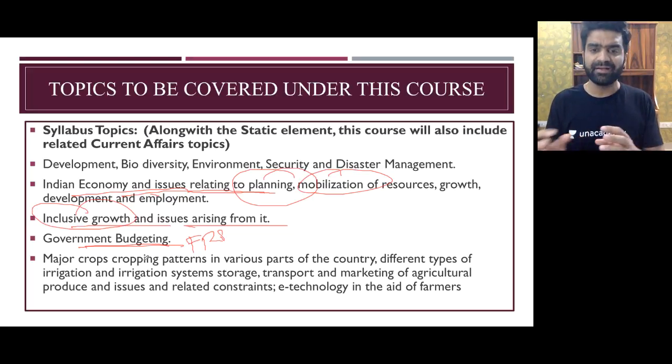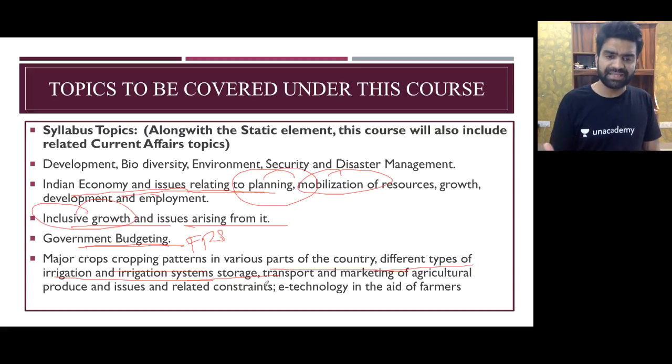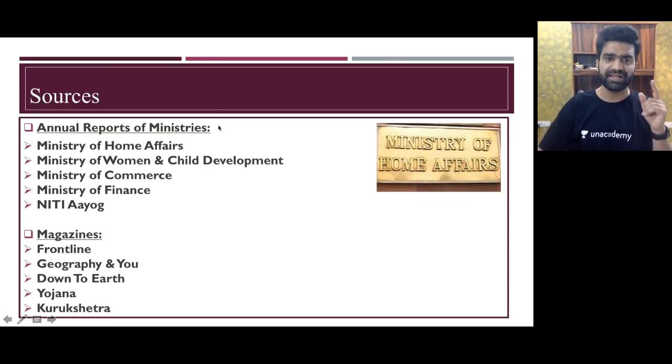So I strike a kind of balance between the prelims aspect as well as the mains aspect. Major crops, cropping patterns in various parts of the country, different types of irrigation and irrigation system storage, drip irrigation, sprinkler irrigation, everything will be covered. Alongside, I would give you a glimpse of the questions, the previous year questions that have appeared.